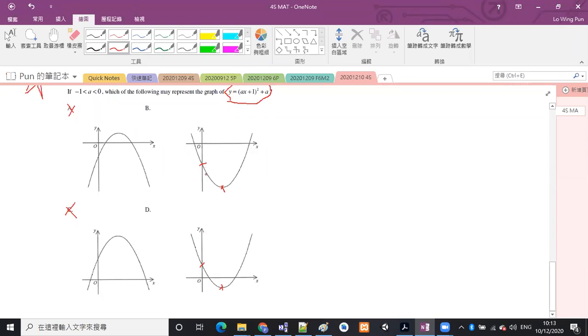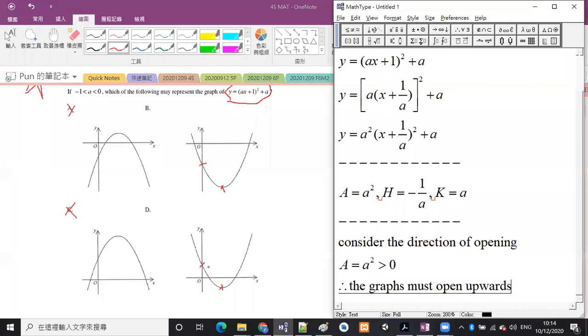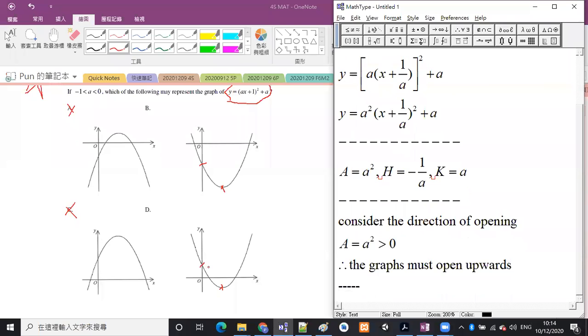In option B, the y-intercept is below the x-axis. That is negative. And then in option D, the y-intercept is above the x-axis. So that will be positive. So we can calculate the y-intercept from the equation and see whether it is positive or negative. If our calculated y-intercept is positive, then the answer will be option D. But if our calculated y-intercept is negative, then the answer will be option B. Okay, so now we need to consider the y-intercept.